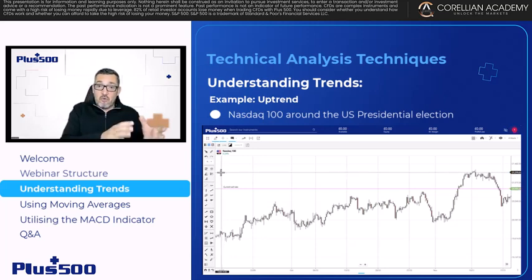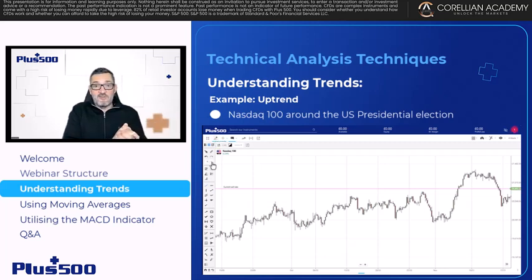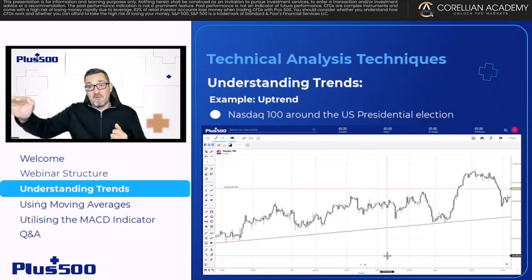Now, to draw a trend line on your Plus500 platform, you go to the drawing icon on the top left of the screen, click on the line tool, pick your starting point, which is the low from September the 17th, and then use that line to connect the next series of lows, and that will give you your trend line.